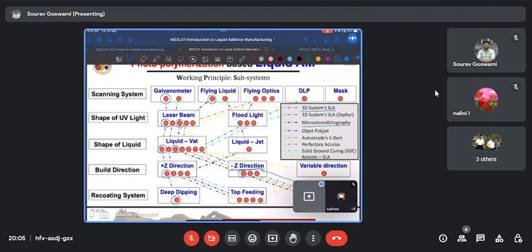Then the process we obtain is called microstereolithography. Similar for the other processes.